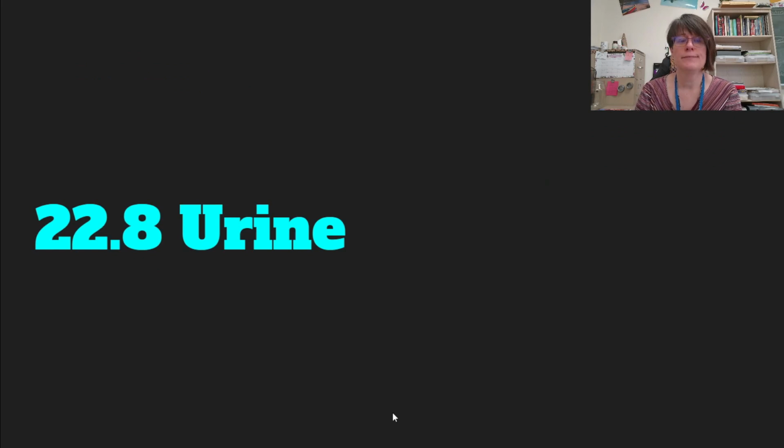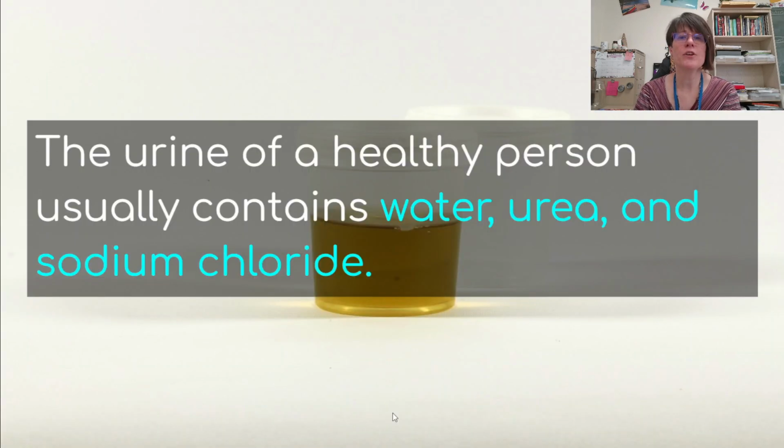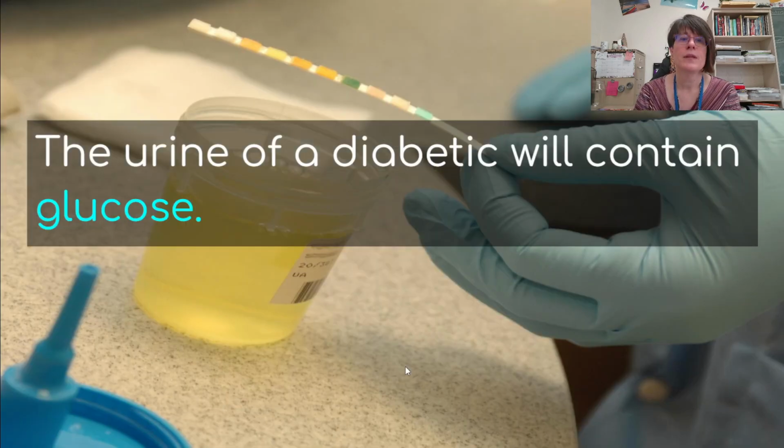Now, urine. The urine of a healthy person usually contains water, urea, and sodium chloride. It will also contain a few other substances as well. But the urine of a diabetic will contain glucose. So if your doctor suspects that you have diabetes, they will test your urine for sugar, for glucose.